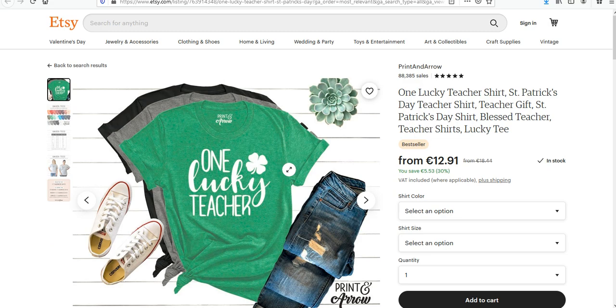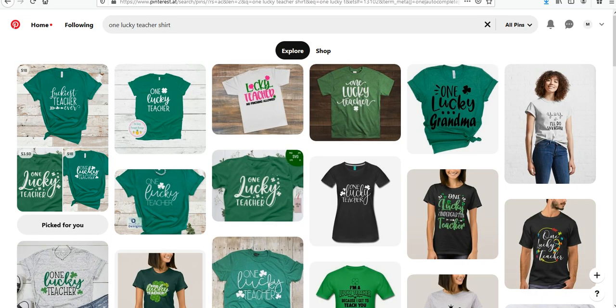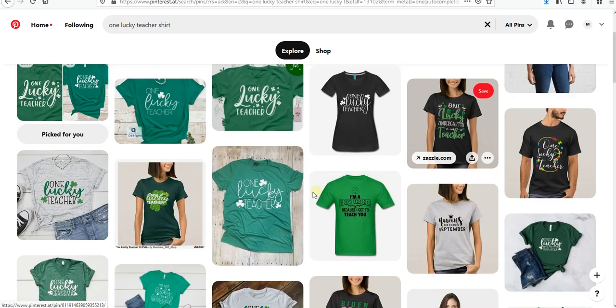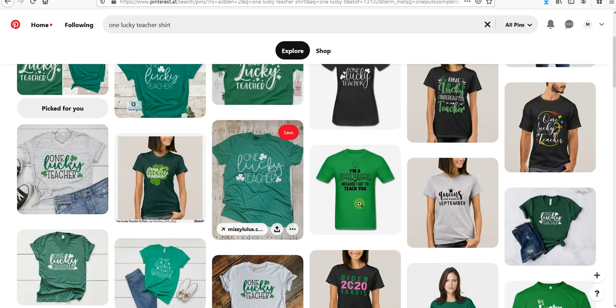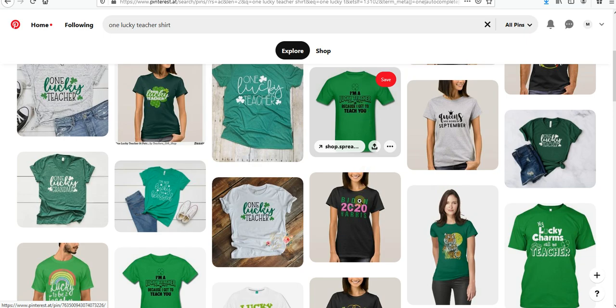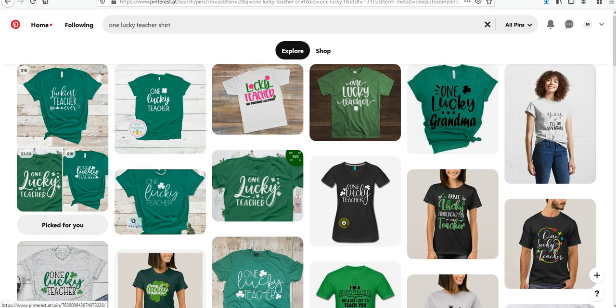The second option is to take the same name, "One Lucky Teacher," go to Pinterest and type it in to see what's happening. On Pinterest you can see a lot of other designs and take a lot of inspiration. For example, here is "One Lucky Grandma." This is an idea I didn't think about, so now I have another variation. You see what I'm doing? And then here "One Lucky Teacher" again, and a lot of other designs. Pinterest gives you the most relevant and best designs in this niche.